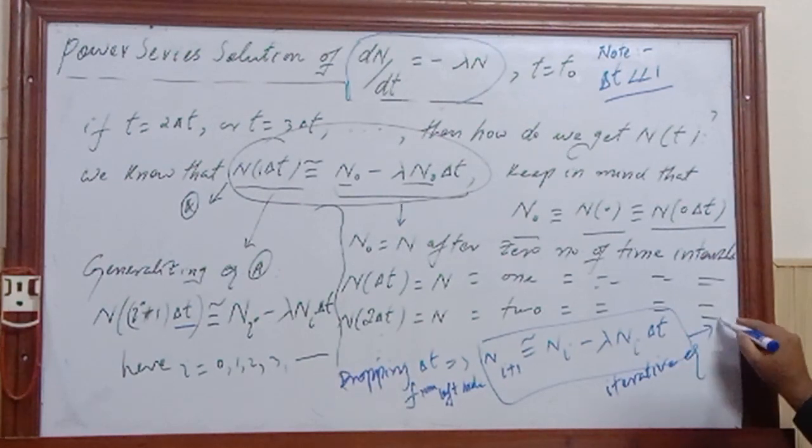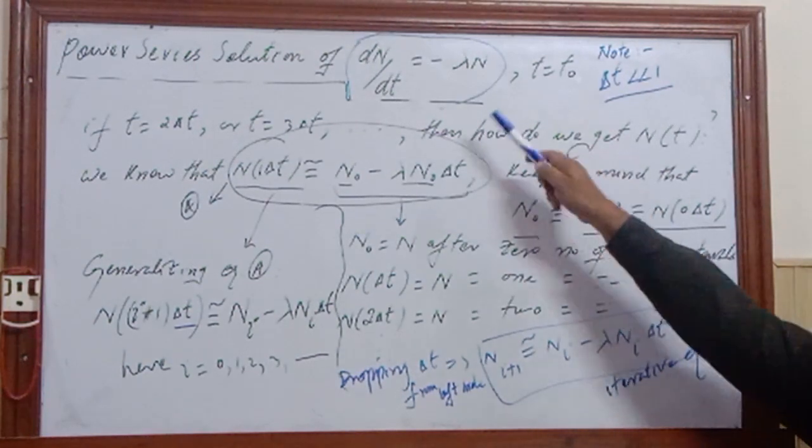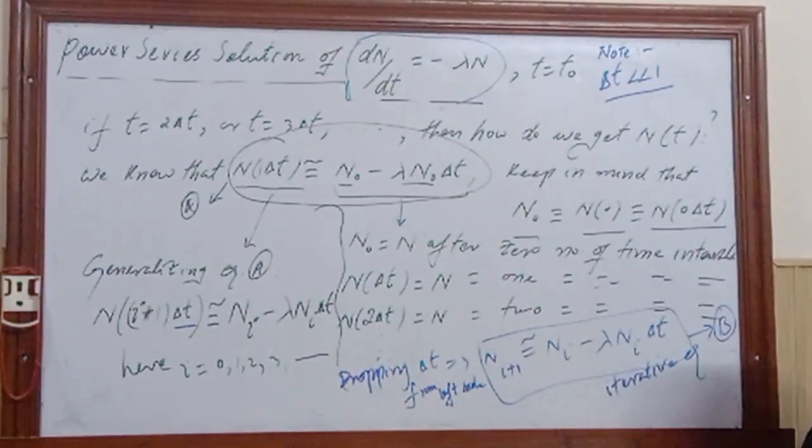Let's say this is equation B, and equation B approximately gives us a power series solution in the form of an iterative equation. This is for the equation dn over dt equal to minus lambda n, after we make the truncation approximation for delta t to be very, very small compared to 1. Okay, thank you, students.